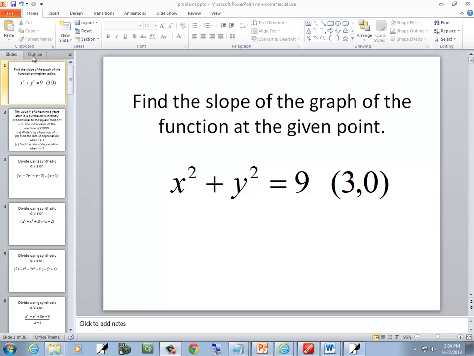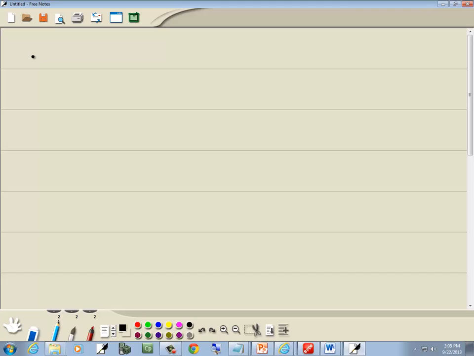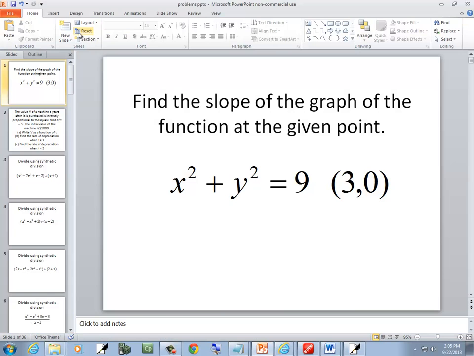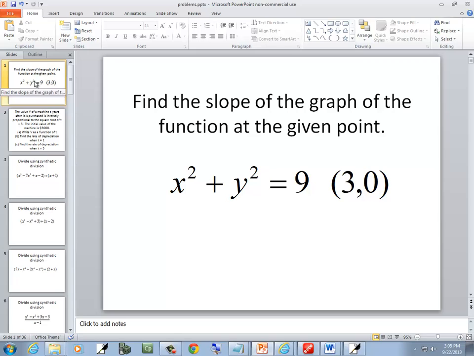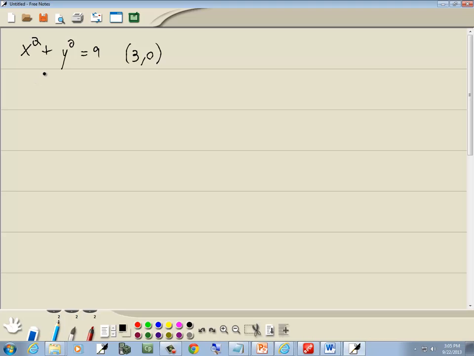In this problem, we want to find the slope of the graph of the function at the given point. So we've got x squared plus y squared is equal to 9 at (3, 0). Well, to find the slope of the graph of the function at a given point, we first have to find the derivative, and we'll do this implicitly.